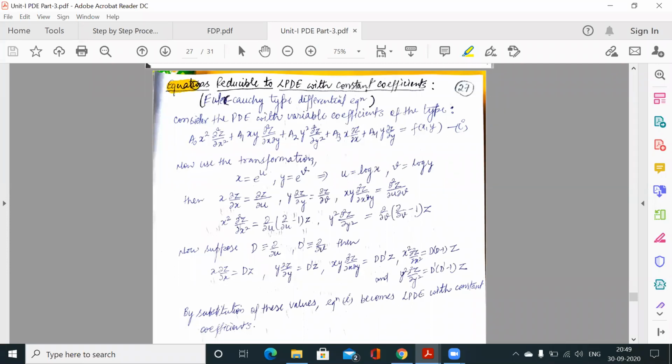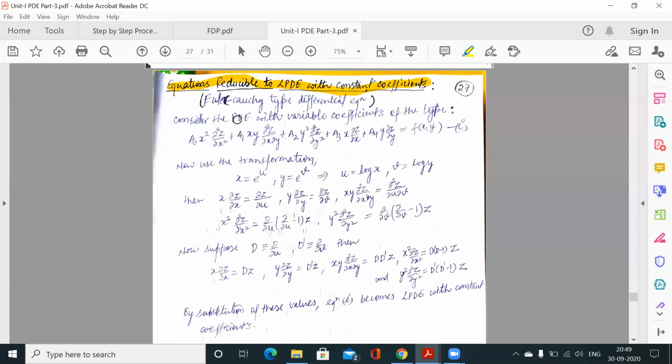Today's topic is equations reducible to LPDE with constant coefficients. It means a linear partial differential equation which is not with constant coefficient, but we can convert that equation into an LPDE, a linear PDE with constant coefficient.